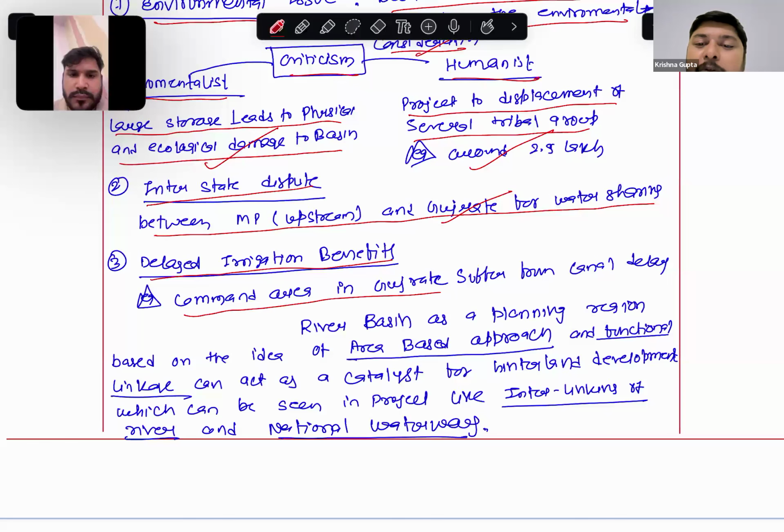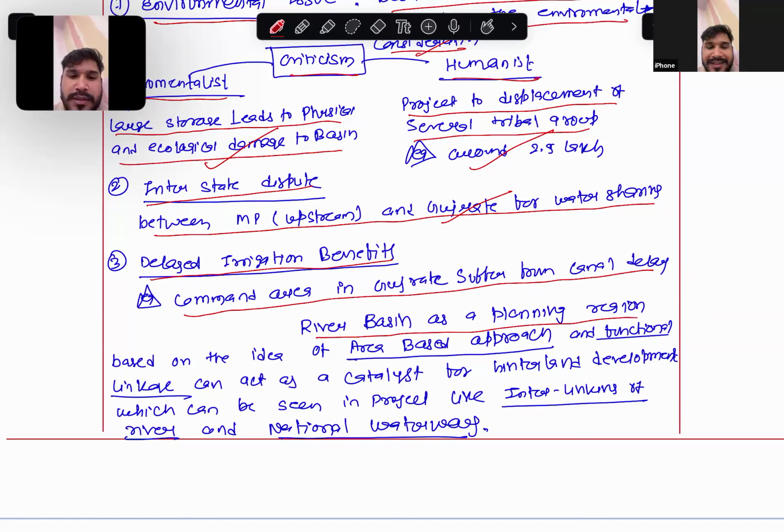Command areas in Gujarat suffer from canal delay. So in river basin, delayed irrigation benefit was what you wrote there, canal irrigation delay.